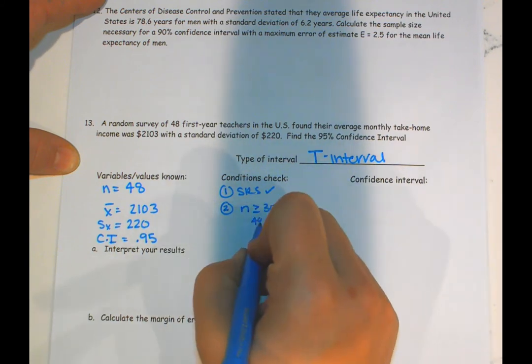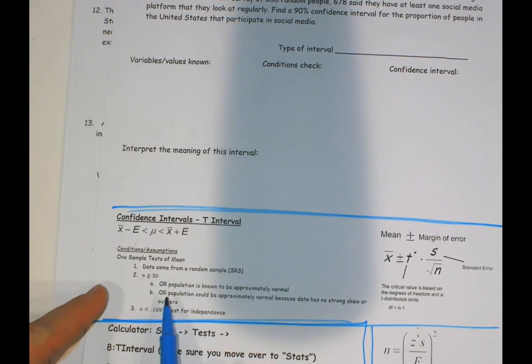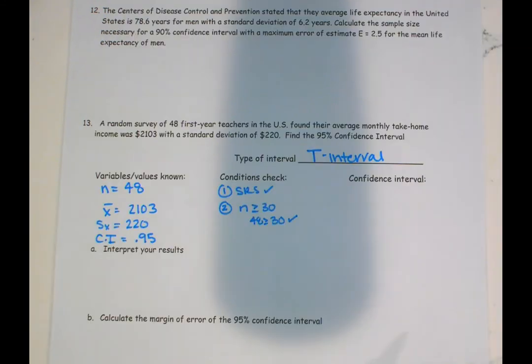So 48 is greater than or equal to 30, so that condition is met. Remember, if your n value is not greater than 30, but the problem says that your data is normally distributed, that also can check the box for condition number 2. If we look here, it says that n is greater than 30 or the population is known to be approximately normal. So if it says it's normally distributed, it's okay if n is less than 30.